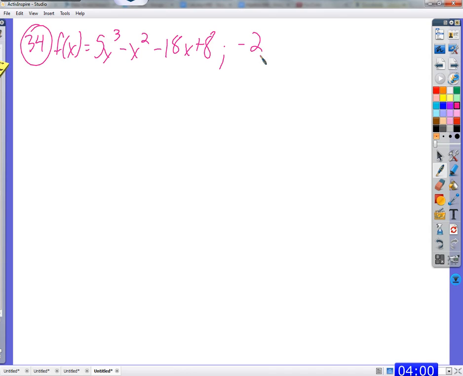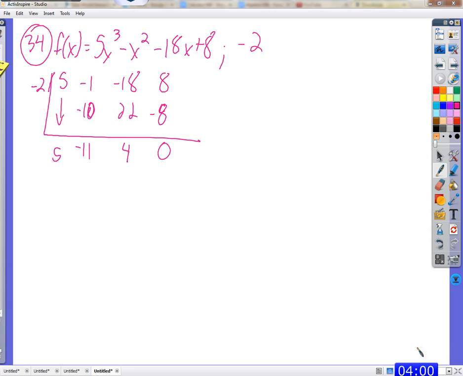So negative 2 is a 0, and find the other zeros. All right, before we go over this, let's first remember something. What is a 0? This is a polynomial and it has zeros. What does that mean?